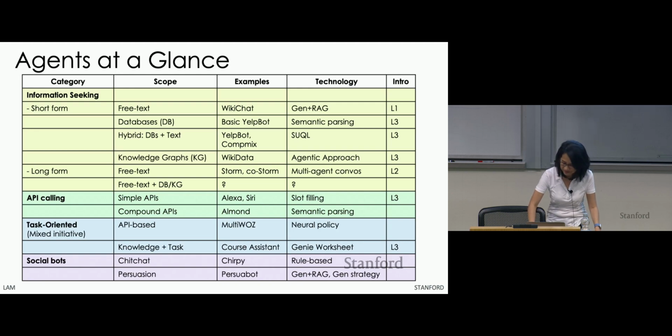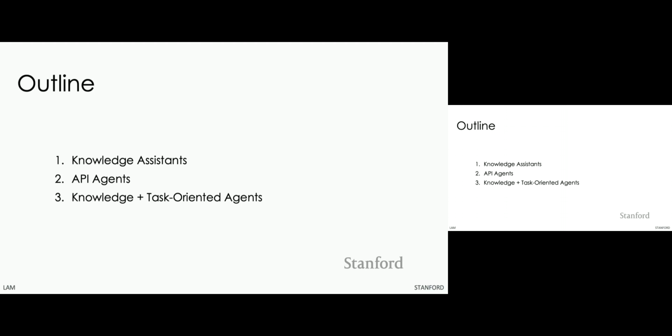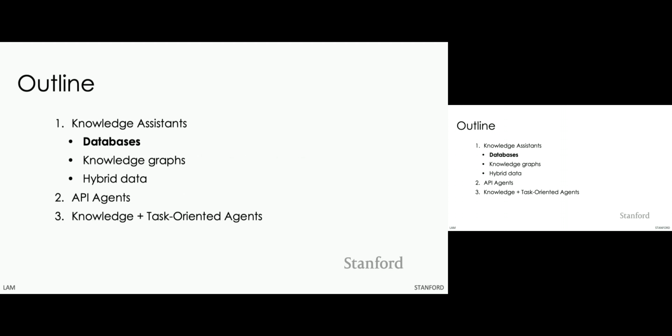All right. So we're going to start with knowledge, and then APIs, and then we're going to do knowledge and task-oriented agents. So we said that there's free text. Actually, we talked about the free text in the first lecture.